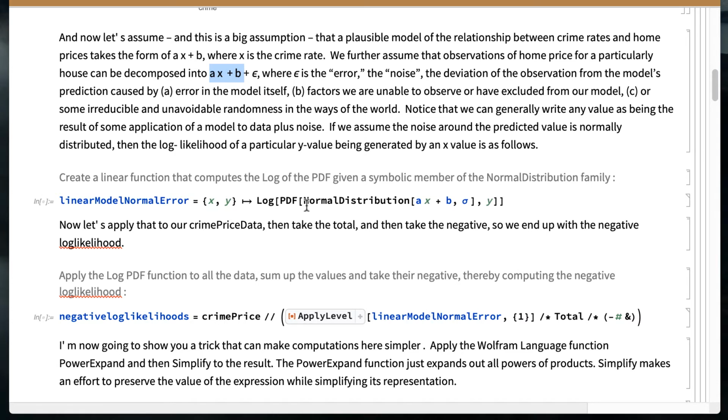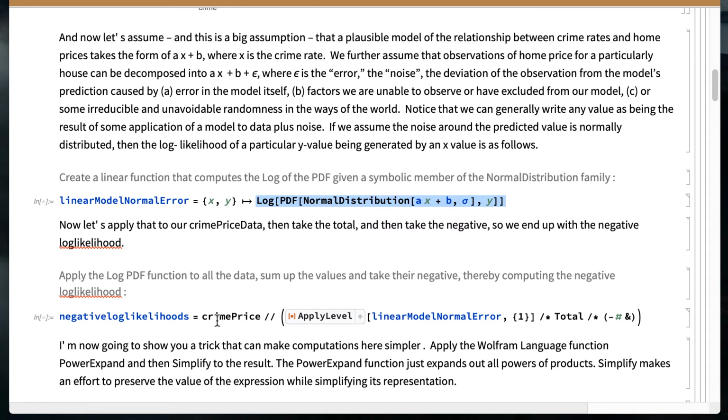So let's compute, for any given function ax plus b and some standard deviation of that normal distribution, which is generating the noise, for every data point x, y, let's evaluate the PDF of that symbolic distribution. We don't know the actual parameters. That's what we're trying to figure out. Let's evaluate the PDF of that symbolic normal distribution, evaluated at y.